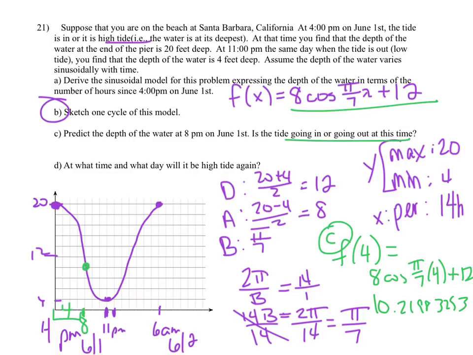And is the tide going in or out? Well, here it's going down. I'm on this part of the graph, so it's going down, so the tide is going out. At what time of the day will it be high tide again? Well, I figured that out. This is high tide, so it's 6 a.m., and it's going to be on June 2nd. Messy, but, you know, all good.